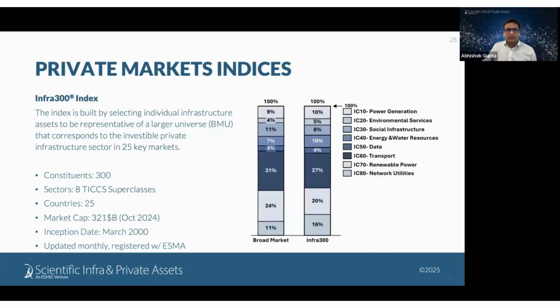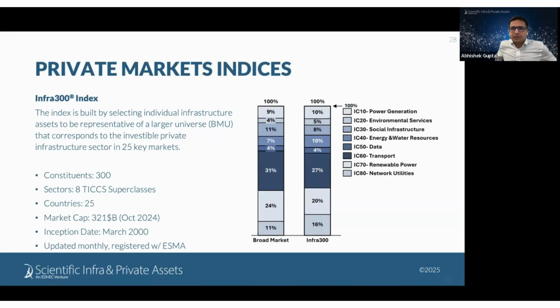On the infrastructure side, we use the Infra 300 index. Again, you have the sector exposure compared to the wider universe that the Infra 300 index tries to mirror. Total number of constituents, 300, 8 sector classes, 25 countries included, and $321 billion market cap of this index.